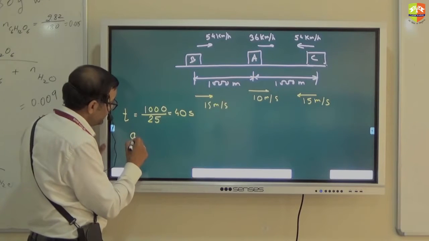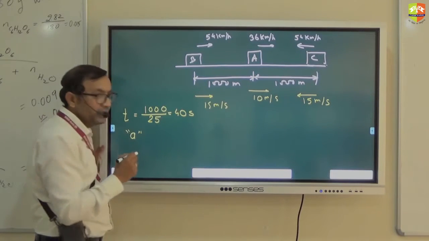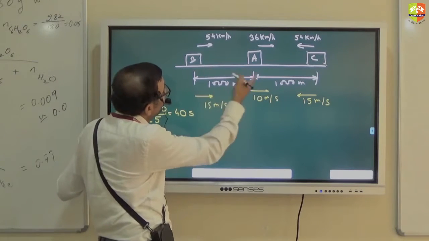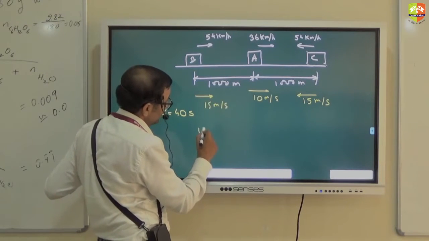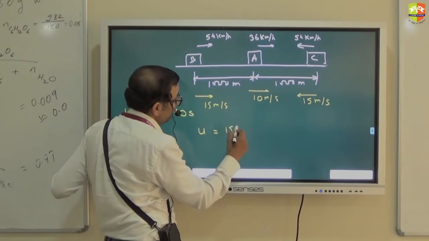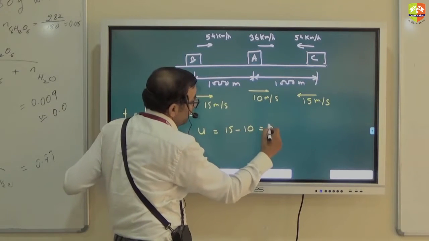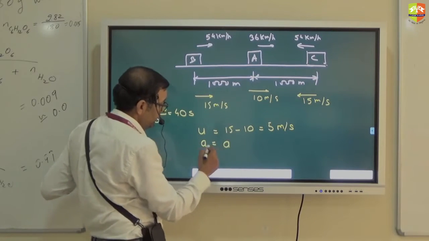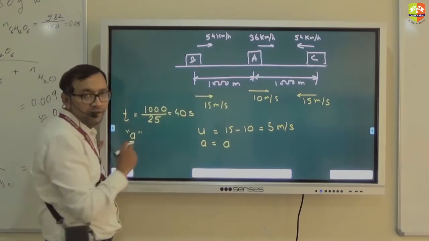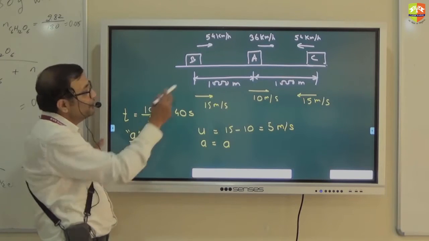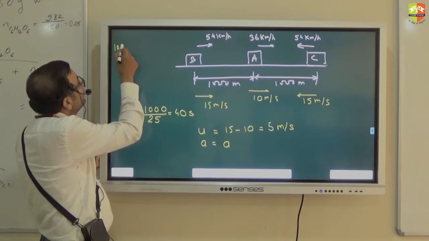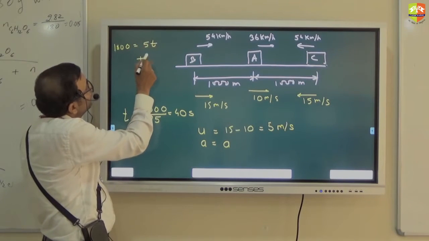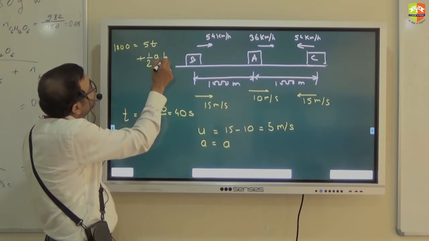Let's say the acceleration is a. If the acceleration is a, what is the velocity of approach between B and A? Initial velocity of approach is 15 minus 10, 5 meter per second. What is the acceleration of approach? a only, because there is no acceleration for A. Okay, the distance of approach is 1000. So S equals ut, which is 5 into t, plus half a into t square.